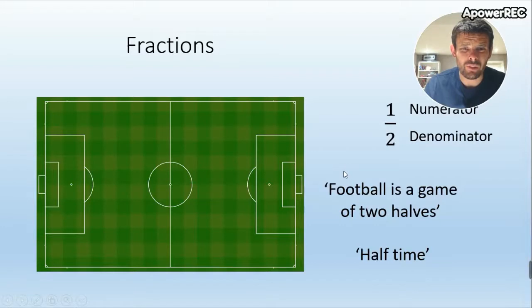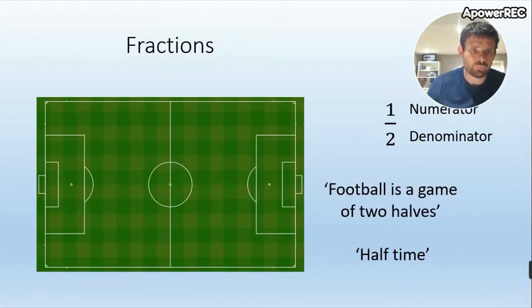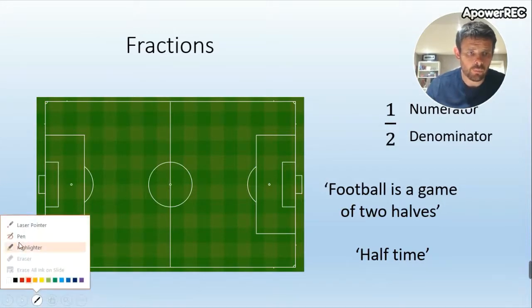So you'll have heard people using fractions all the time. Football is a game of two halves, it's half time, all those kinds of things. What does that mean? Well, if we look here, we write 1/2, our numerator on top, and our denominator, the number of pieces we've got it into, and our numerator, the number of pieces we've got. So here is one football pitch. We divide it into 2 equal parts, and one of those equal parts would be a half.